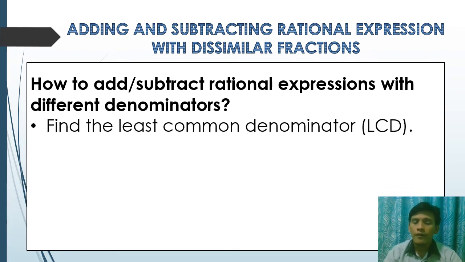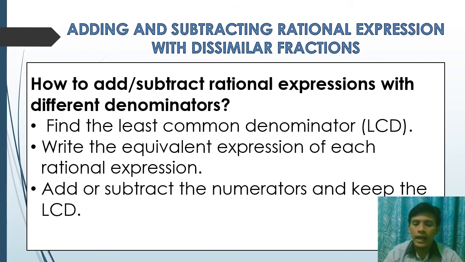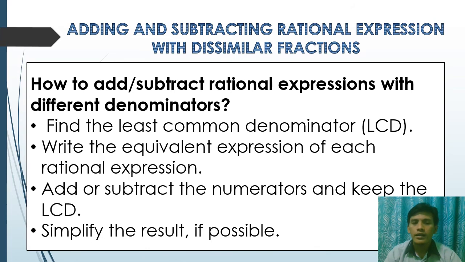First step, find the LCD. Second, write the equivalent expression of each rational expression. Third, add or subtract the numerators and keep the LCD. Then simplify the result if possible, because your final answer must be in simplest form.